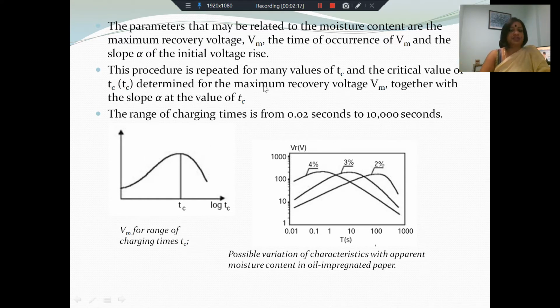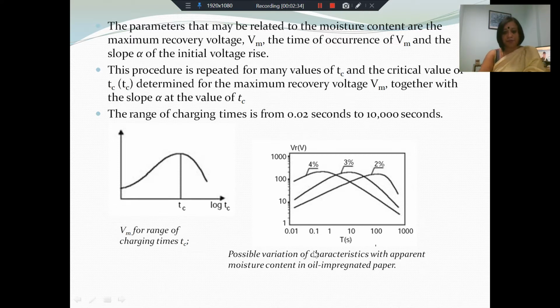samples. The procedure will have to be repeated for many values of charging time, and the critical time to maximum voltage is determined, and the slope to Vm is also registered.